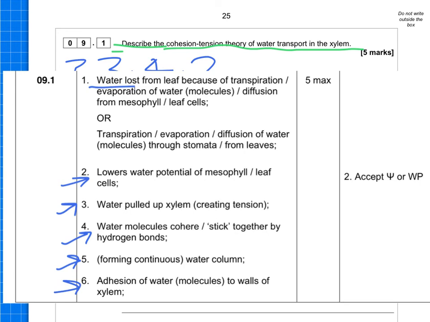So that kind of question, if you've done your revision, you should be able to do quite well. If you haven't done your revision, then you need to think about the facts, you probably know it anyway, but cohesion and tension. So what's causing the tension? Well, it's the fact that water is leaving the leaf because of transpiration, or leaving the leaf through diffusion of water through the stomata, and cohesion because water molecules are cohesive and they stick together and they're going to be moving up the plant. So you could get some of those marks.